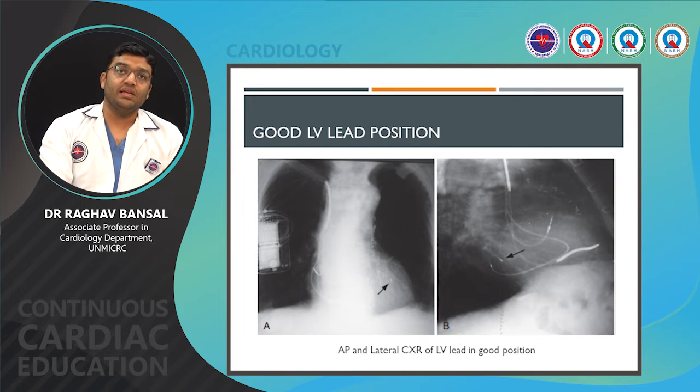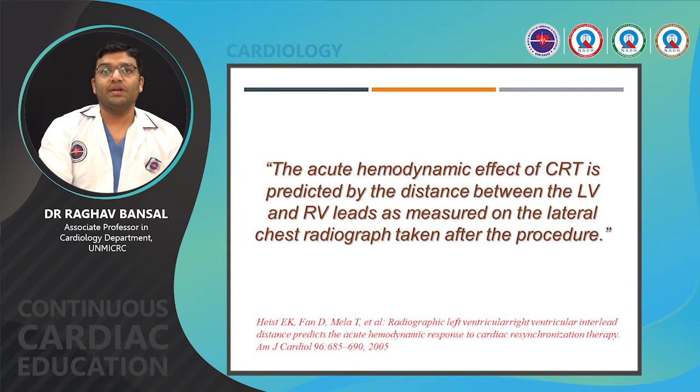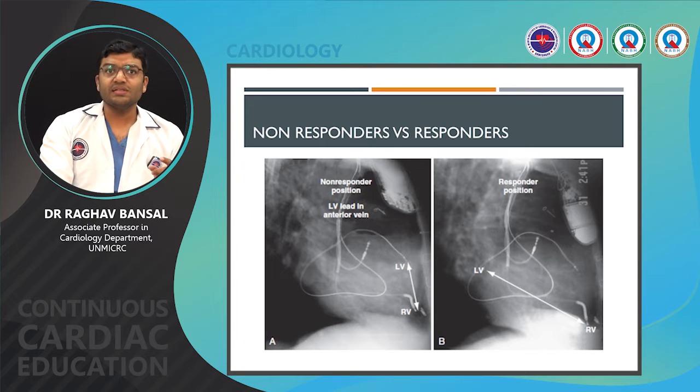An AP view X-ray may not suffice for checking whether the LV lead position is good or not. We need a lateral view X-ray, and the distance between the tip of the LV lead and the tip of the RV lead is a good marker for acute hemodynamic response of the CRT. So this is again a slide which shows lateral X-rays of a non-responder versus a responder.